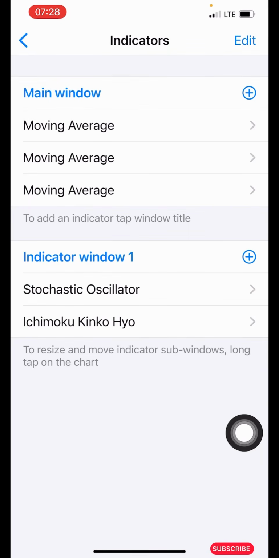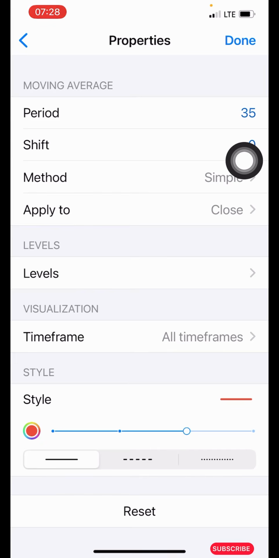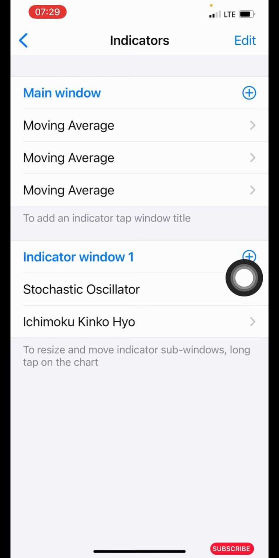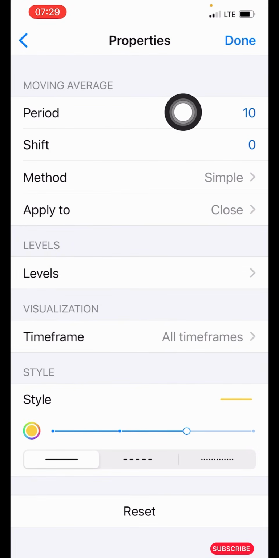Now the next one we have here is the moving average again. You click on the main window plus icon, you search for your moving average. The period for this one is 35. The color is red, 3 pixel. Any other thing is the same as the first one, you click on done. The next indicator is still a moving average. You click on this plus icon again, you search for your moving average. The period for this one is 10, the color is yellow, 3 pixel, you click on done. Any other thing is the same as the rest.